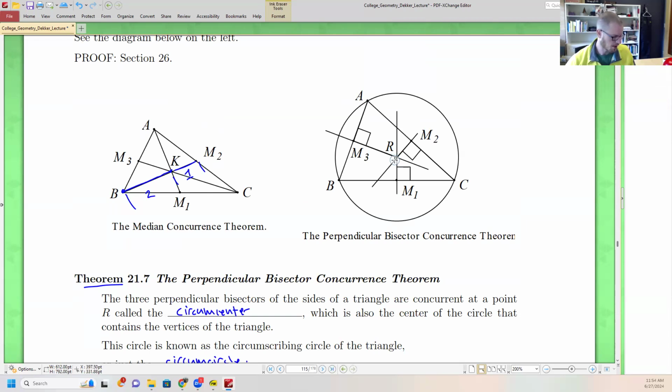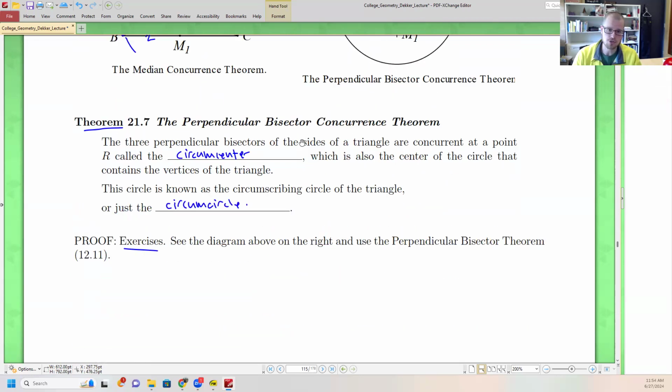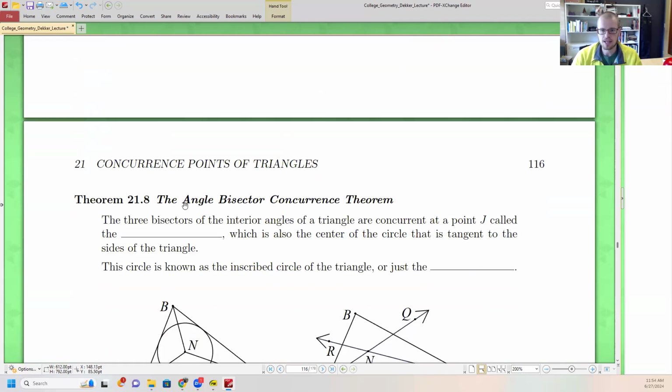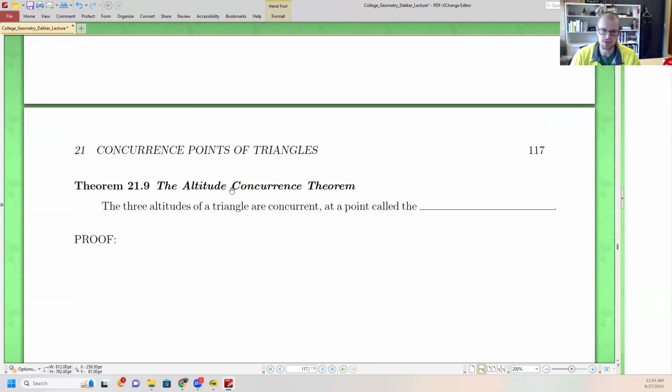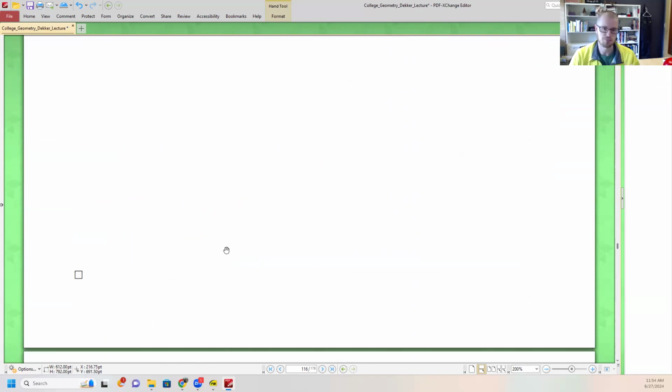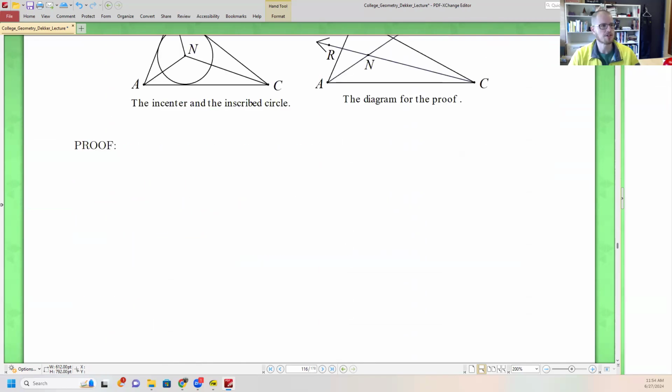All right, excellent. We want to take a look at two more theorems, which you have already found the conclusions for: 21.8, angle bisector concurrence, and 21.9, the altitude concurrence. But here we do want to discuss the proofs. So we'll pause here for now and take a look at those remaining two theorems and their proofs in a couple of videos coming up. I'll see you guys back in the office in just a little bit.